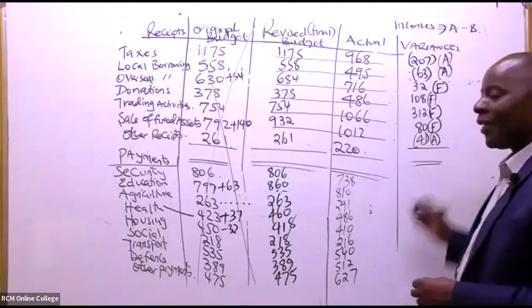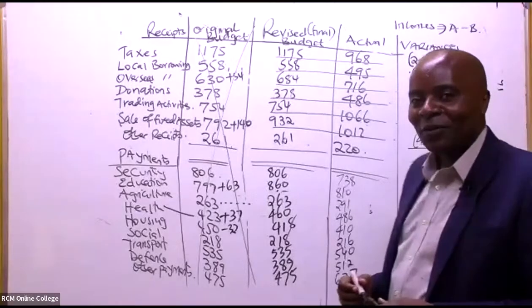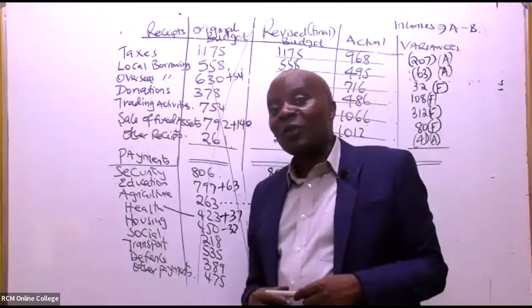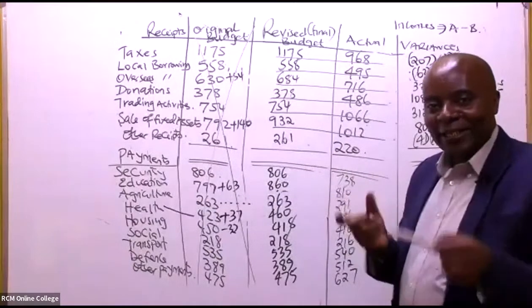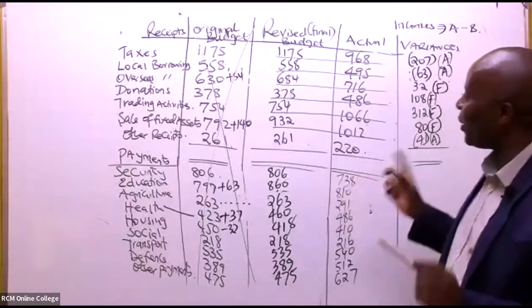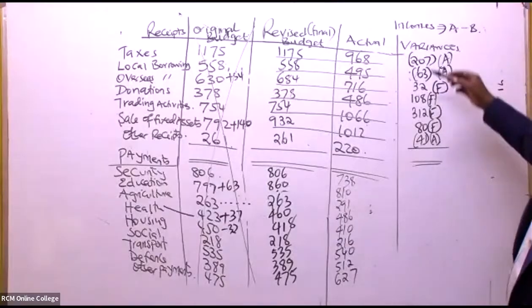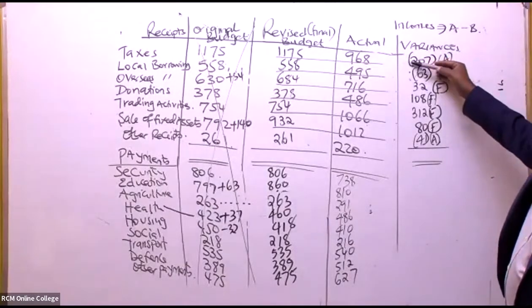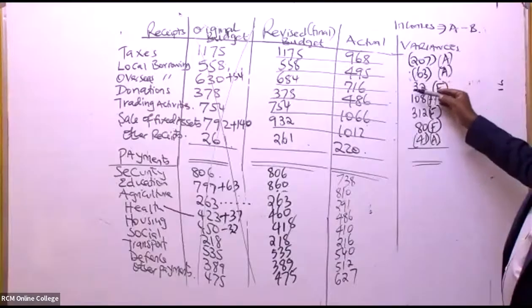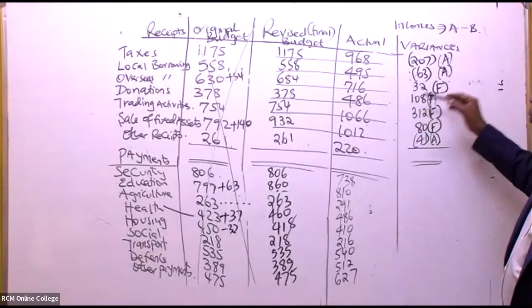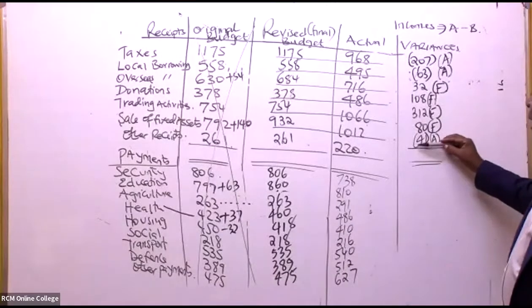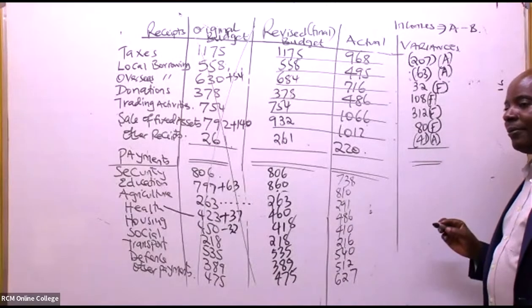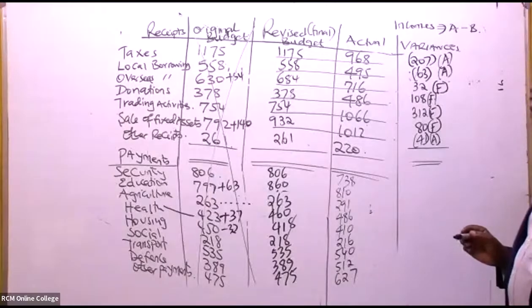Of course, in management accounting, whenever you say adverse, you don't put negative. But for us, in a financial report, we should always be putting those brackets, and then you come and give me the total. So we have minus 207, minus 63, plus 32, plus 108, plus 312, plus 80, minus 41. So give me the total variance.